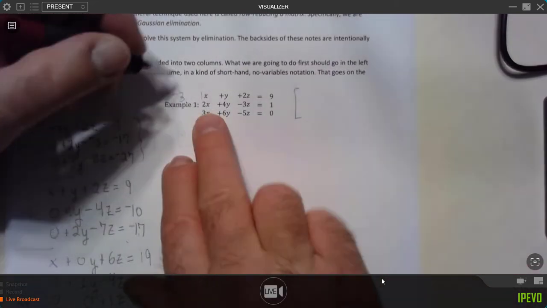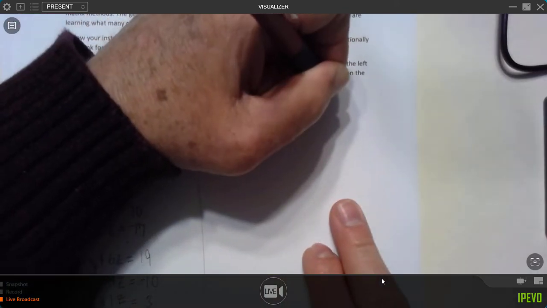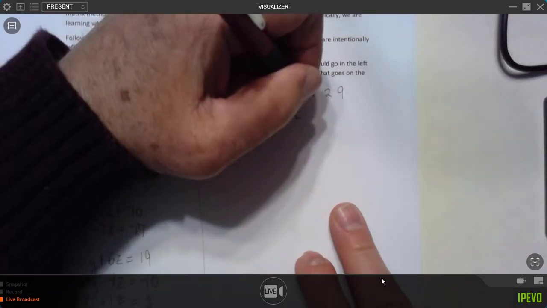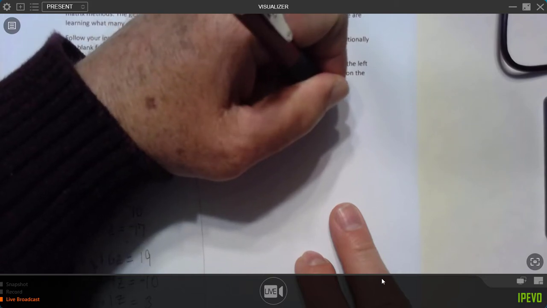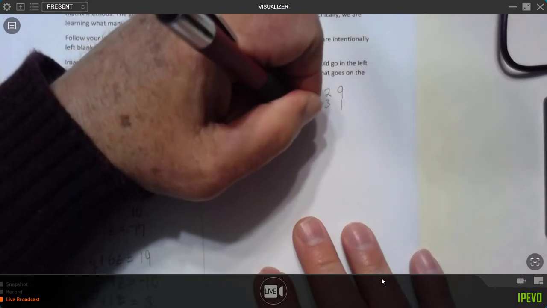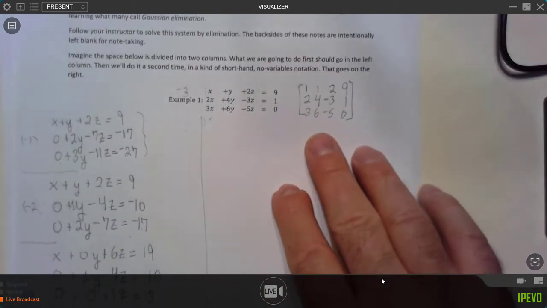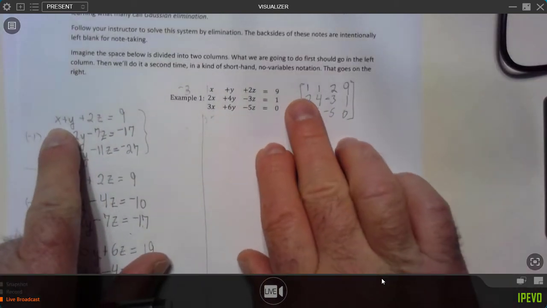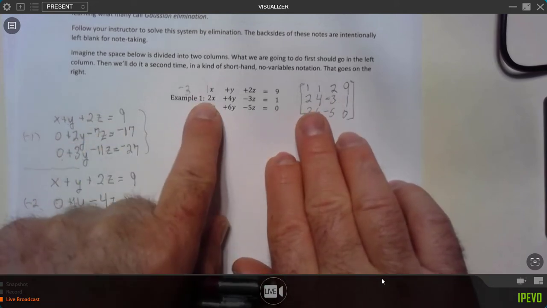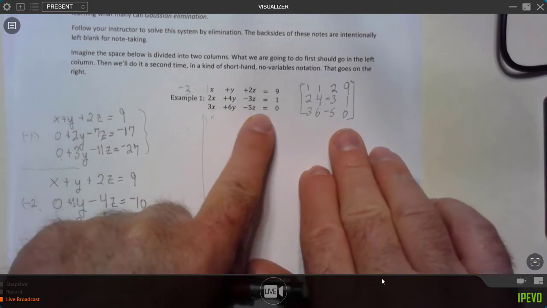I could just copy these coefficients, 1, 1, 2, 9, and these coefficients, 2, 4, minus 3, 1, and then finally 3, 6, minus 5, 0. And we should be able to see that same pattern right over here. 1, 1, 2, 9. Whoops, it's here. 2, 4, minus 3, 1. And then 3, 6, minus 5, and 0.